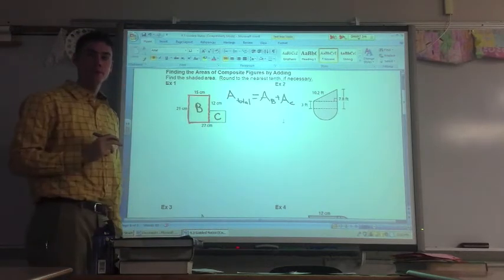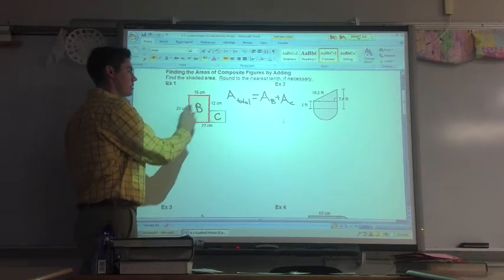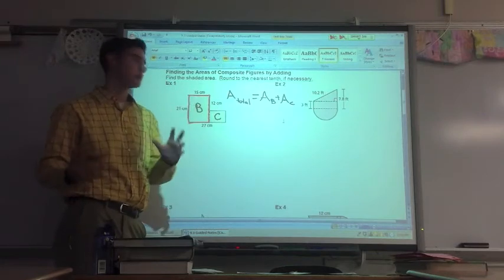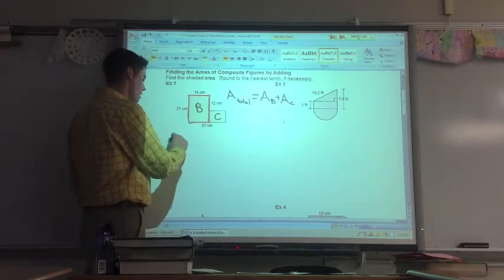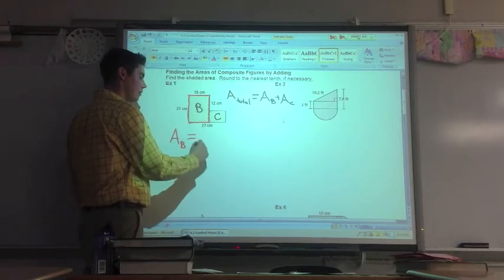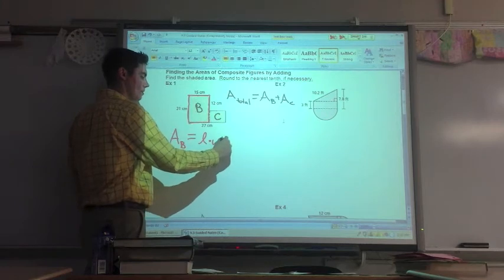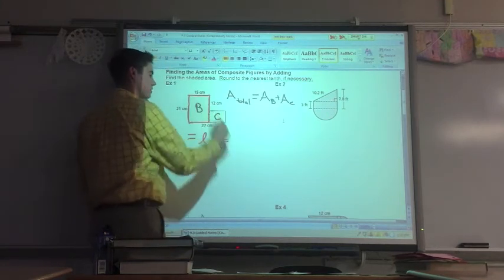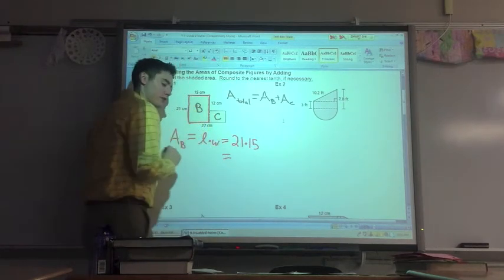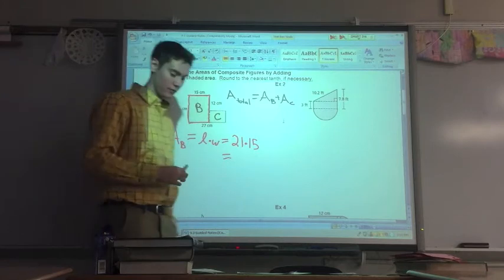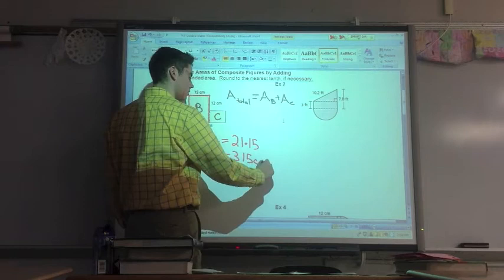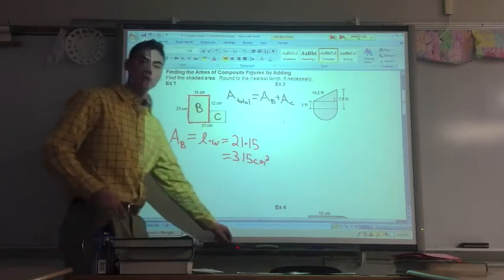Let's take a look, and I'm going to highlight in red the area of region B. B is a rectangle with a length of 21 centimeters and a width of 15 centimeters, or a width of 15 centimeters and a length of 21 centimeters. Remember, those terms can be interchangeable depending on the orientation of the figure. So I'm going to find the area of region B by multiplying the length times the width, which in this case is 21 times 15. At this point you would grab your calculator, but I'll go ahead and solve it for you. 21 times 15 is 315 centimeters squared. So that represents the area of your first region.